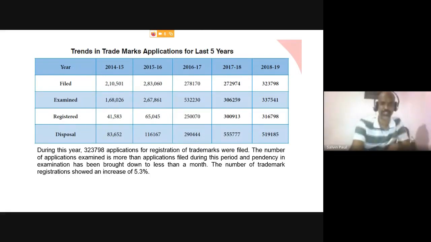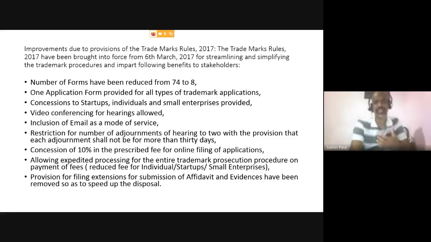There is a growth of 5% annually in trademark applications. Now, in 2017, the rules made a lot of changes, because earlier it was very horrendous to fill 73 application forms. Today it is only 8 forms you need to fill. One application is provided for all types of trademark applications. And today there are concessions and encouragement for startups, individuals, and small enterprises.